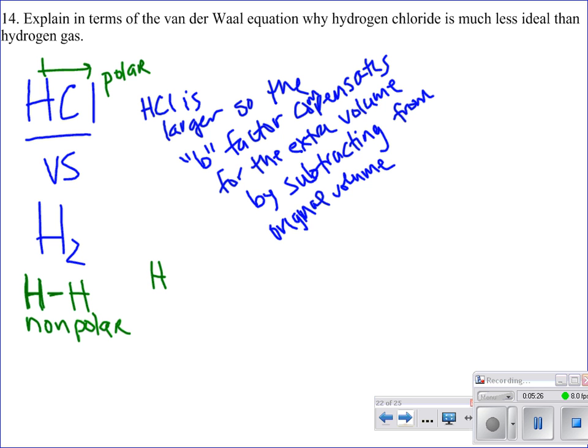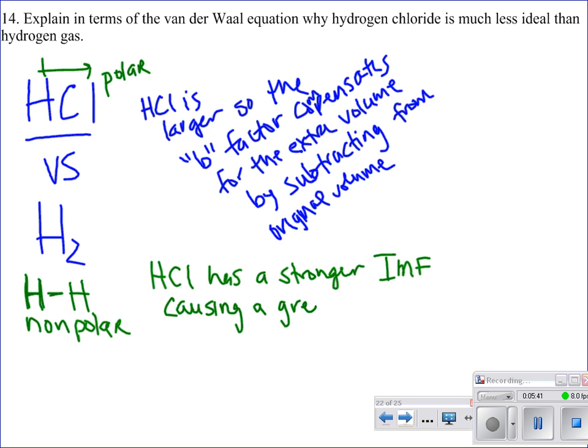So HCl has a stronger intermolecular force, causing a greater attraction. What does this do to pressure? This decreases.